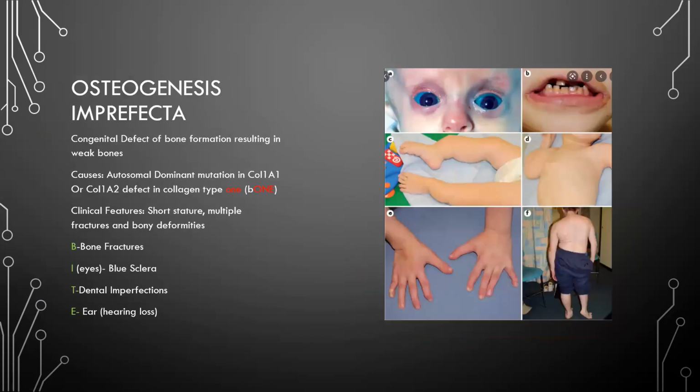Okay, so osteogenesis imperfecta. You have a congenital defect of bone formation resulting in weak bones. It's due to a defect in type 1 collagen. I don't know if you need to know the exact mutation, but just remember COL1A1 or COL1A2. It's an autosomal dominant mutation. So you're going to have short stature, multiple fractures, and bony deformities. A mnemonic you can use to memorize it is BITE. You're going to have bone fractures, blue sclera, dental imperfections, and tiny ossicles in your ear. Small bones are very prone to fracture, so you're actually going to have hearing loss.